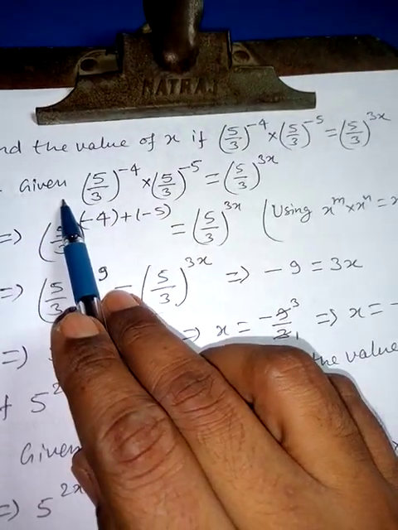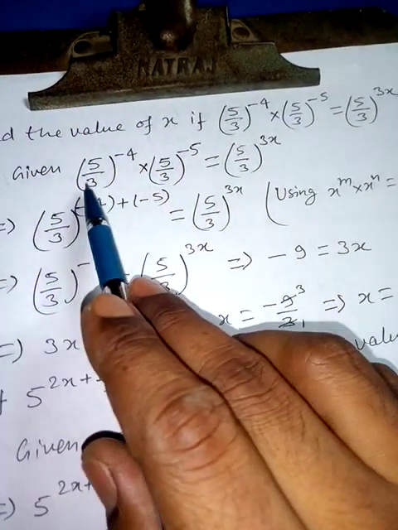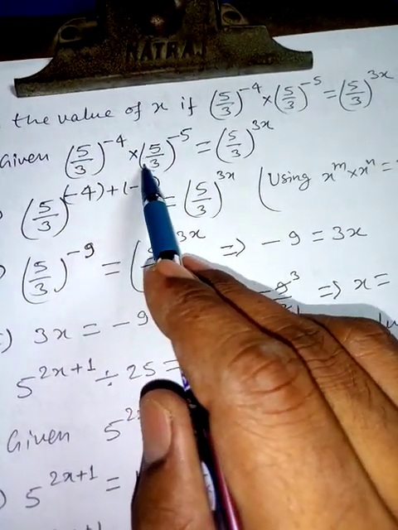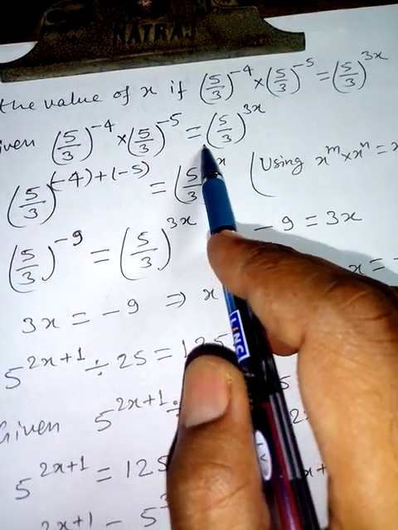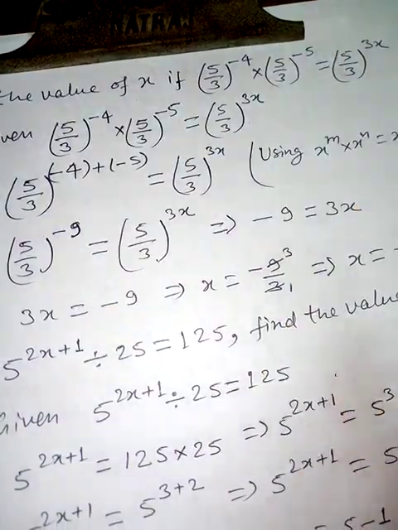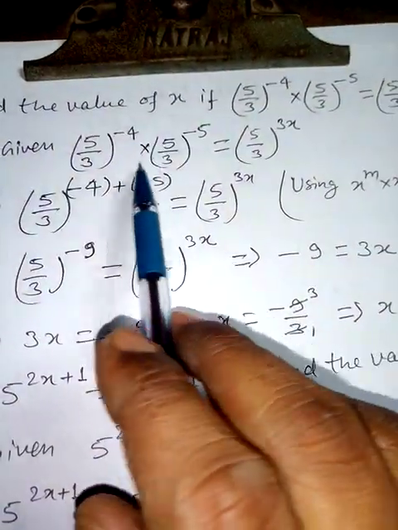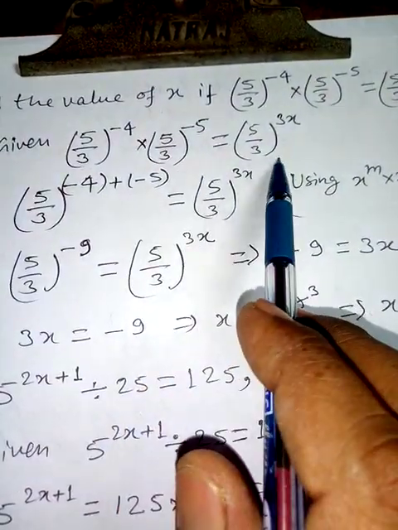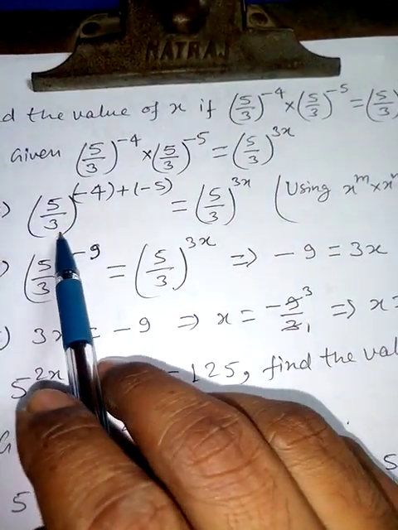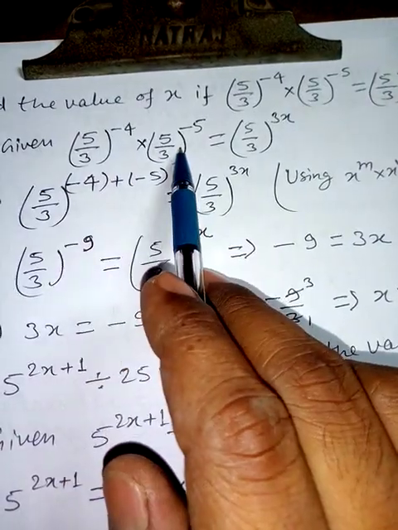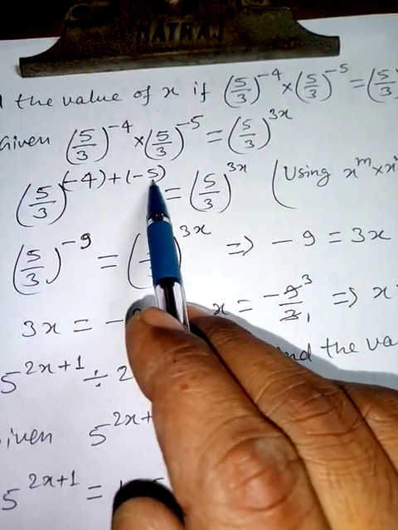Given, first we have to write, given (5/3)^-4 × (5/3)^-5 = (5/3)^3x. You can see it is the LHS and it is the RHS. In the LHS, the bases are the same, so you can add the powers.